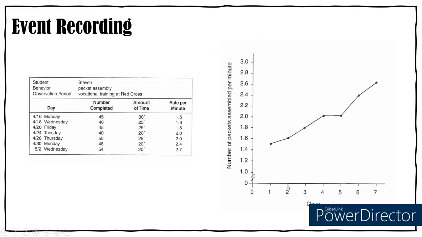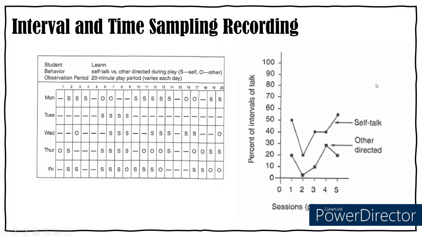So look at this chart, which is a data collection sheet. Student name is Leanne. Behavior is self-talk versus other directed talk during play. So S indicates the self-talk and O indicates the other directed talk. And on Monday, it shows that there are 20 bins, and certain bins are empty, certain bins indicate the self-talk, certain bins indicate the other-oriented talk. So we are doing the interval and time sampling recording. Monday, Tuesday, Wednesday, Thursday, Friday, the data is there.